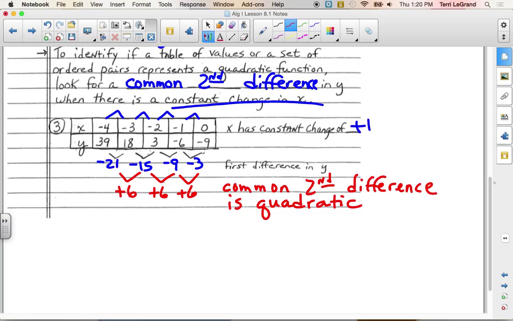I got a question. Will we ever have to do that more than twice? Oh yes, there's another time, but not this year. If you don't find a common second difference, then you keep going and try something else. Anybody think they know what the next one would be? If there's a common first difference, it's degree 1, linear. If there's a common second difference, it's degree 2, quadratic. If there's a common third difference, it's degree 3, which is cubic. That would be a cubic function.